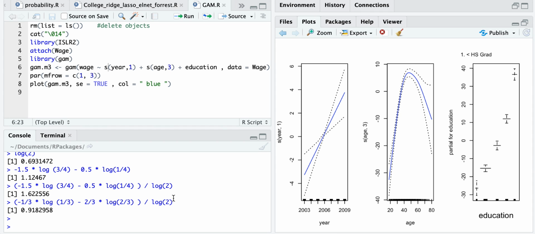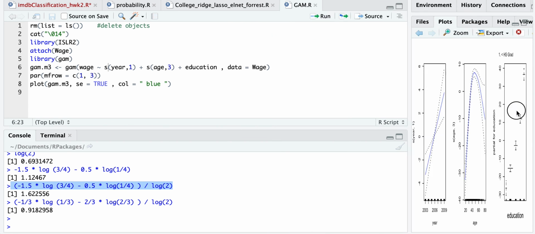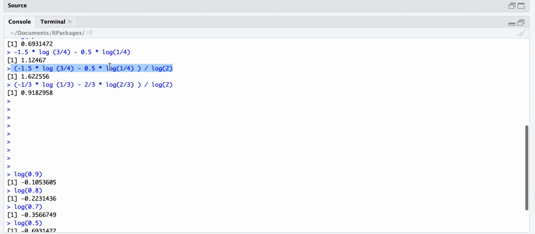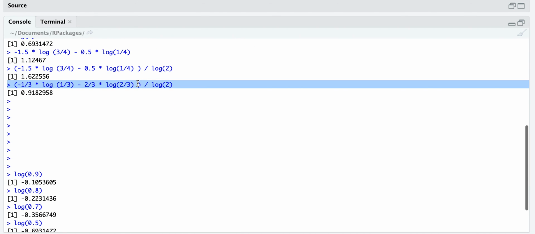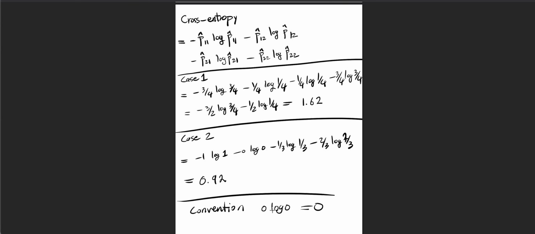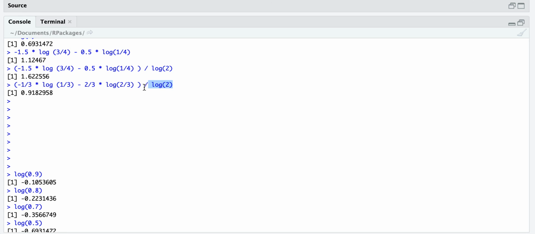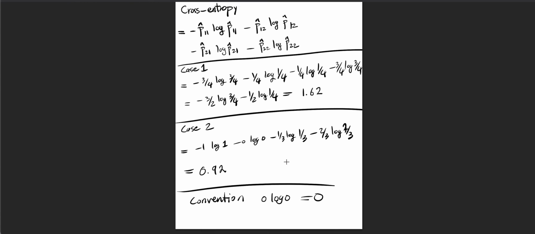Okay. So this is one of them. This is the other one I did. And the convention is 0 log 2 is 0. Again, the reason I divide here by log 2 is because I want things to be in a basis of 2, because it's a binary classification problem. It is customary to do everything in the basis 2.